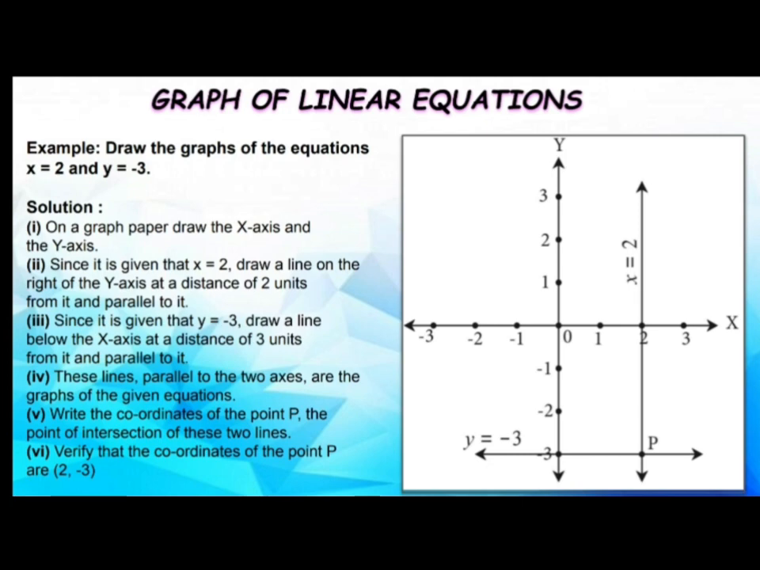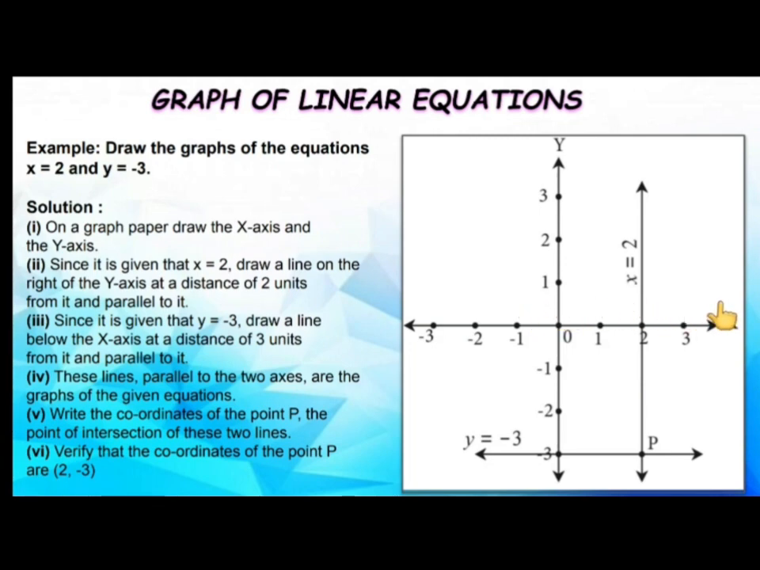Now we've been given that x equals 2, which means that the x coordinate is 2. So on the x-axis we locate where 2 is, which is here. So we draw a line passing through this point and this line will be parallel to the y-axis.